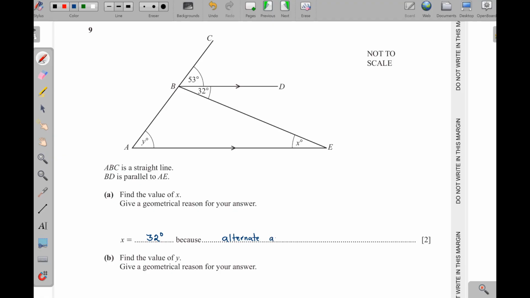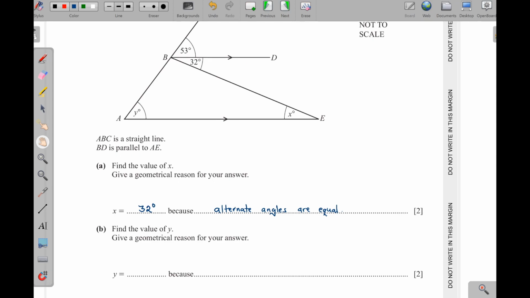Alternate angles. You can leave it there or you can add on R equal. As simple as that. Then part B, find the value of y. We also give a geometrical reason. The value of y, this one here.